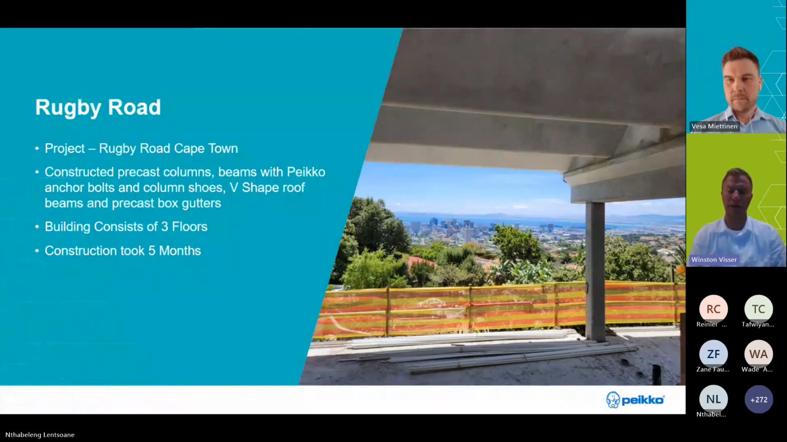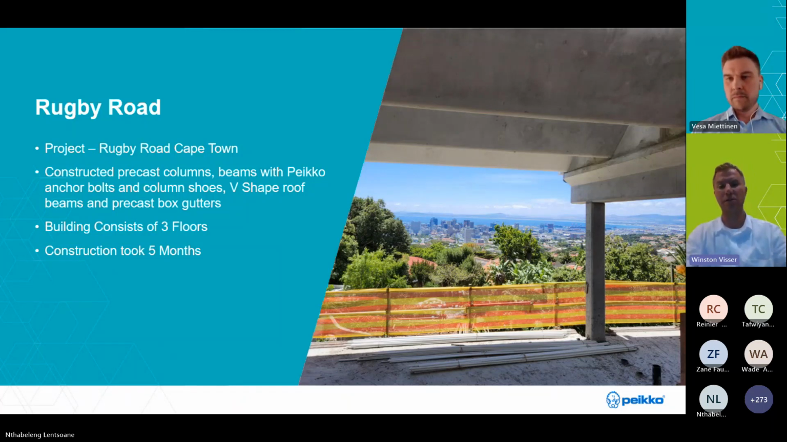We precasted all the elements on this project. So you will see we've created V-shaped beams on the column, supporting these V-shaped roof beams. Wherever you walk in the house and you look up to the roof, you will see these precast V-shapes, and the light coming through, and you can see the whole Table Mountain looking through this precast roof. So we constructed the columns in precast.